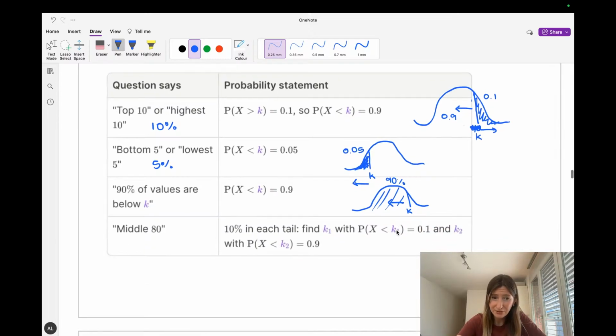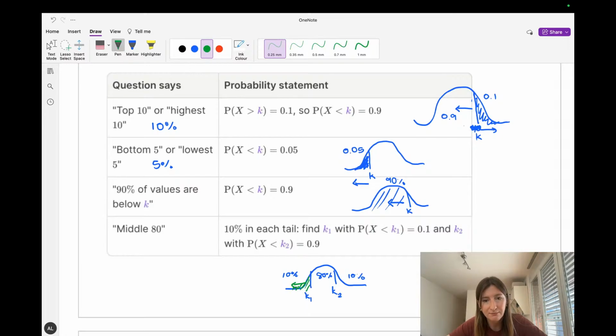A slightly more difficult question would be something like it's in the middle something percent. So you're going to need to find two values here, middle 80%. Middle 80% means that I'm going to have 10% on this side and 10% on this side to all add up to 100%. So there's going to be a value here of k, my k1, and a value here of k, k2. To find my k1 value, that's not a problem. I can find that easily because it's all to the left. If I type in that my area is 0.1 on inverse norm, I can find k1.